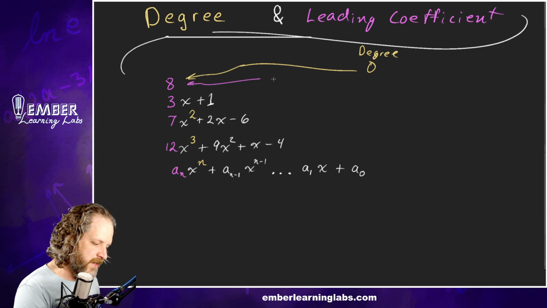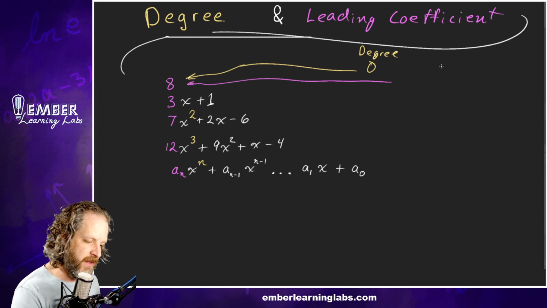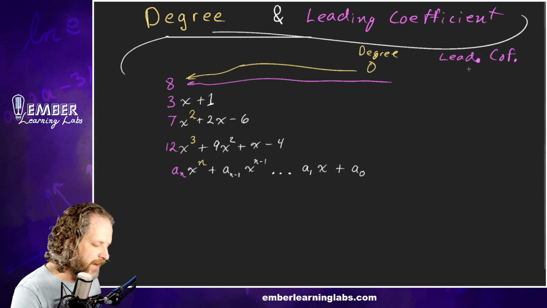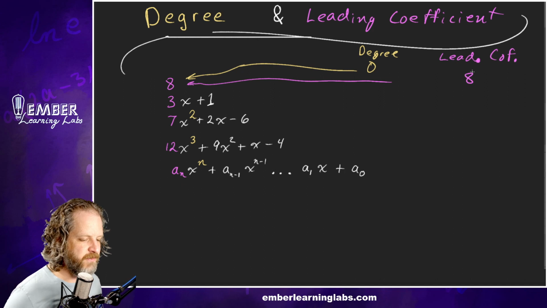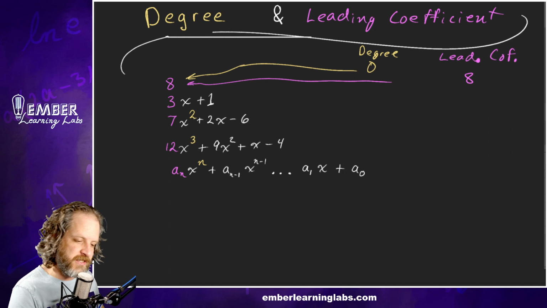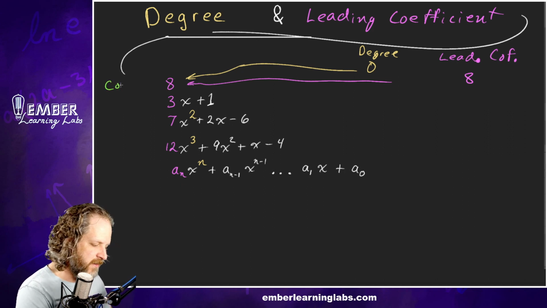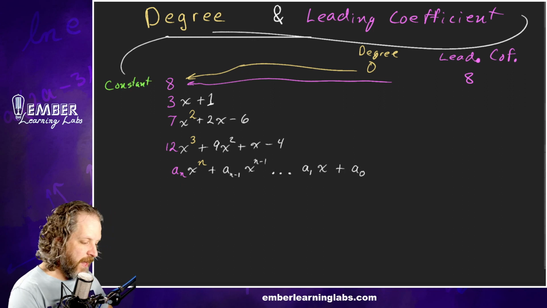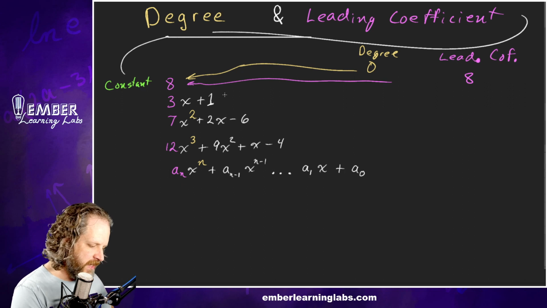Now this one's a different type of thing. Leading coefficient, I'm going to abbreviate it with a nice little period. So our leading coefficient on this one would be 8. Now, this guy, if it doesn't have any letters, he has a special name. The special name for him is a constant function. So now this example here, what is his leading coefficient?